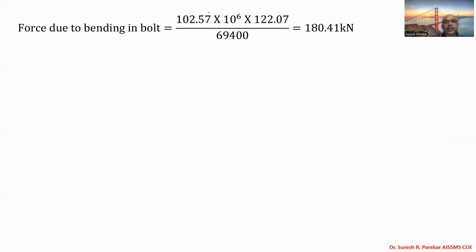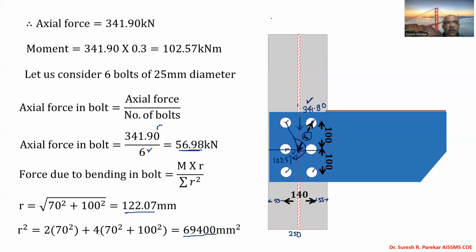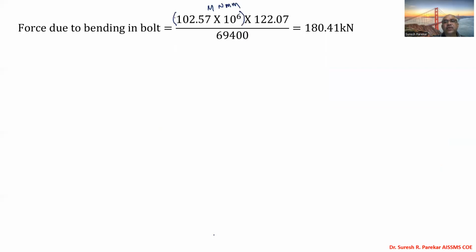Then the force due to bending in the bolt is M into R upon sum of R square. This moment is in kilonewton meter, so we multiply by 10 raised to 6 to get M in Newton millimeter. Into 122.07, that is R, upon sum of R square, 69400. And from this I will get 180.41 kilonewton.